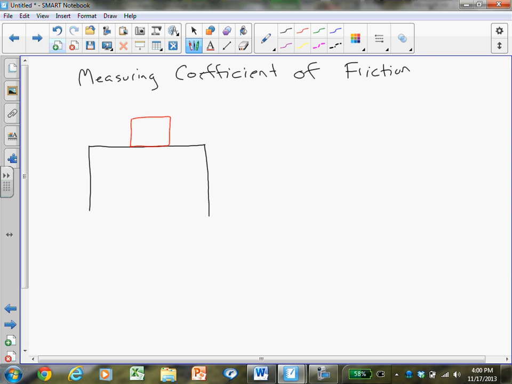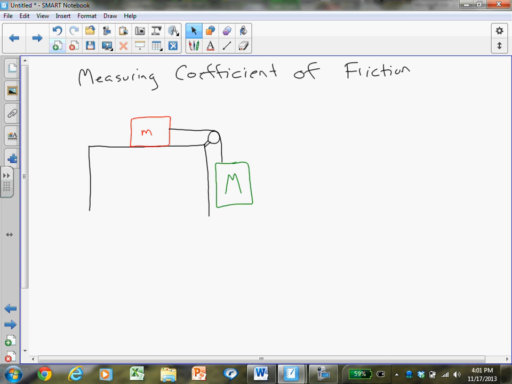Okay? We'll give that a little m for its mass. It's connected through a pulley, so this is a pulley here, around a rope, to another hanging mass, which will be green, and we'll call that capital M. Okay? So let's first start with some free body diagrams. Let's do the free body diagram for the little m, the red one.